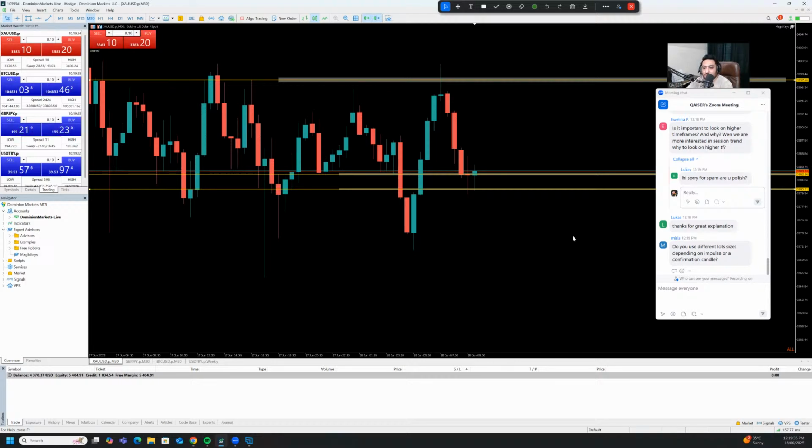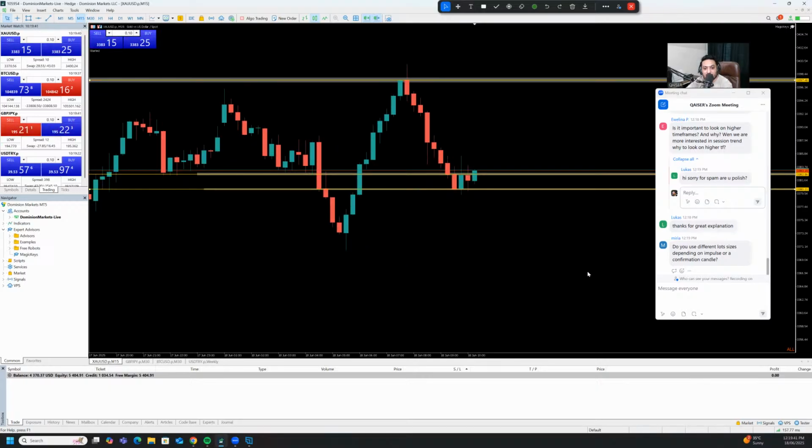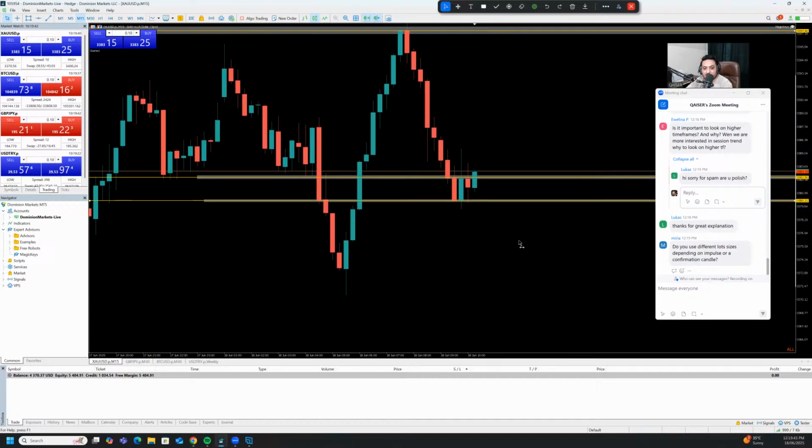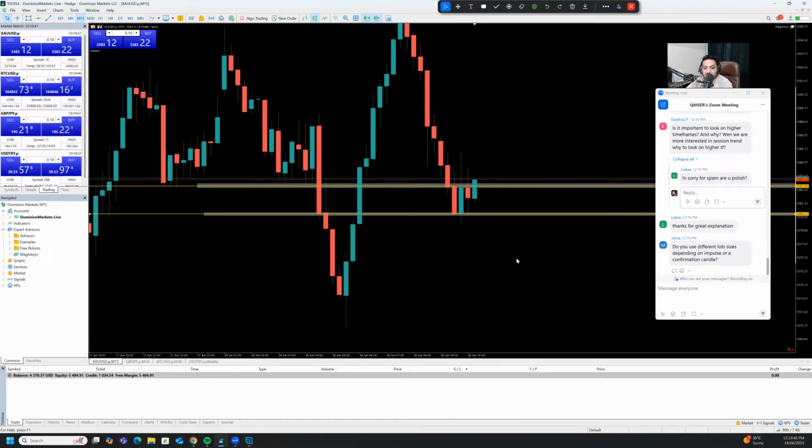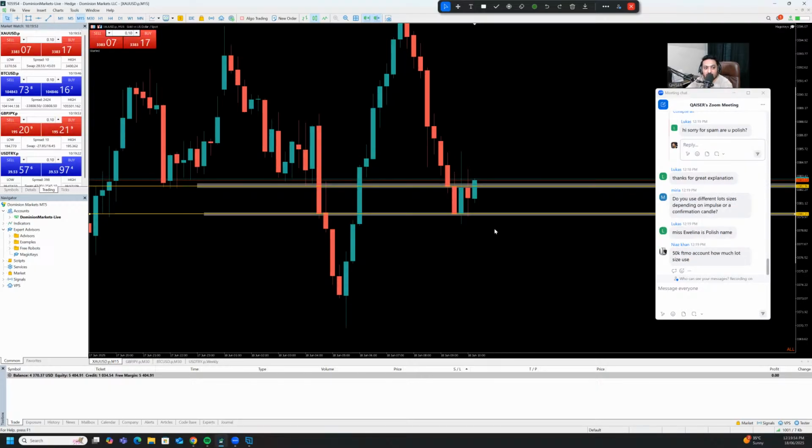Okay, do you use different lot sizes depending on impulse or confirmation candle? Yeah, I use different lot sizes depending on the risk I'm taking there and the structure I'm facing there. Depending on the structures and the stop loss I'm getting there, I readjust my lot sizes actually.